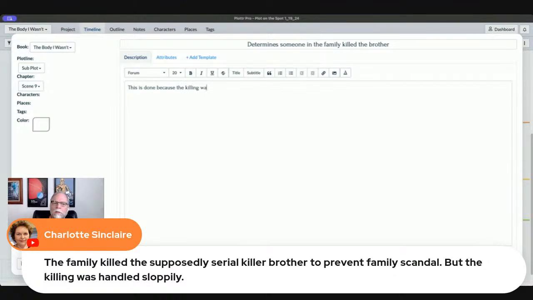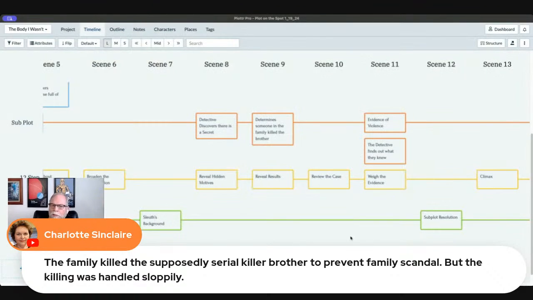because the killing was sloppy and they left evidence. Cool, huh? We're coming up with a pretty decent plot, right? Okay, the killer took trophies.